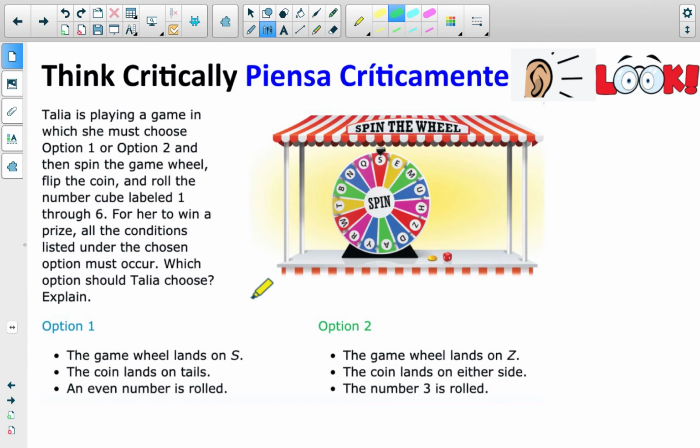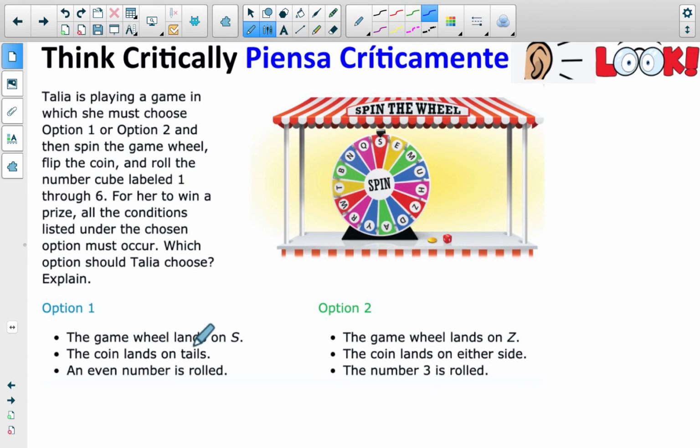I know this video is going a little long, but I want to make sure at the end of the week you are good with your compound probability. If I'm looking at this spinner, okay, and I'm just going to use this multiplication approach here. And I'll use option 1 first.